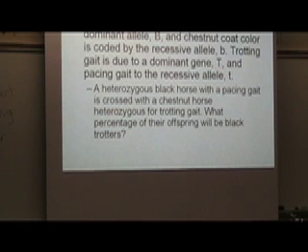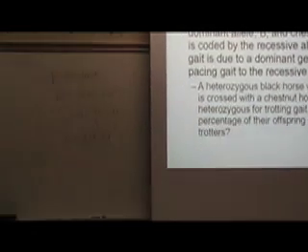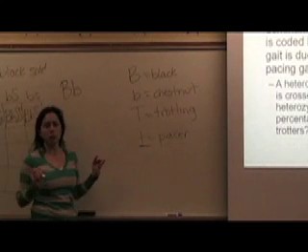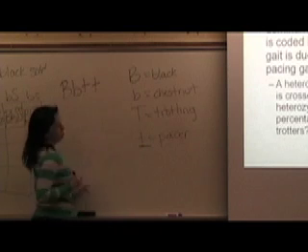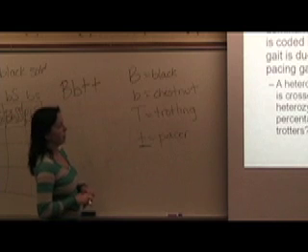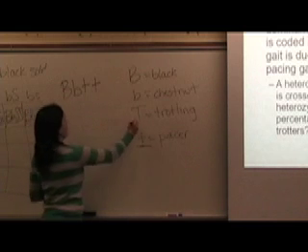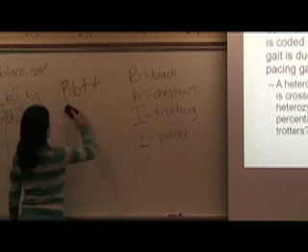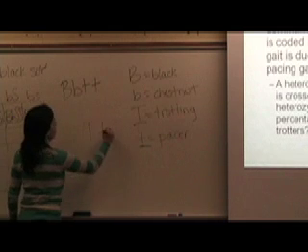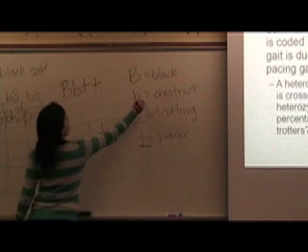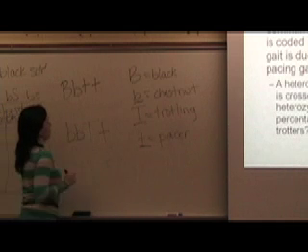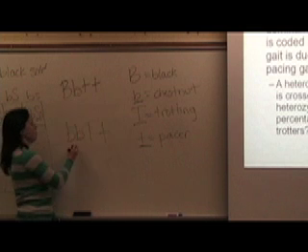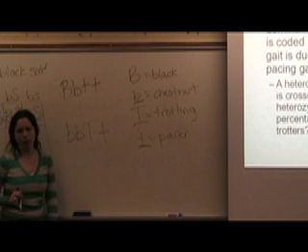A heterozygous black horse is going to have a big B and a little b, with a pacing gait. We figured out that pacing is a recessive trait, so this one has to be homozygous recessive, little t little t. The other parent is heterozygous for trotting gait, so it's going to be big T, little t, but we'll put the T second so that we are consistent, sorry about that, and is chestnut. Chestnut is recessive, so this one is going to have two little b's. So here are the parents.